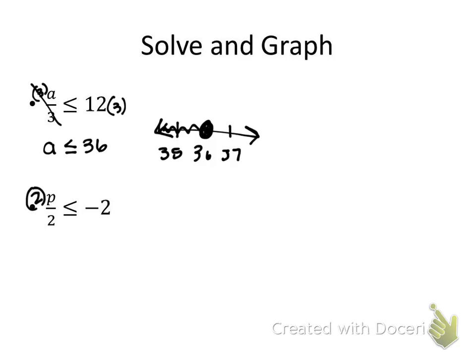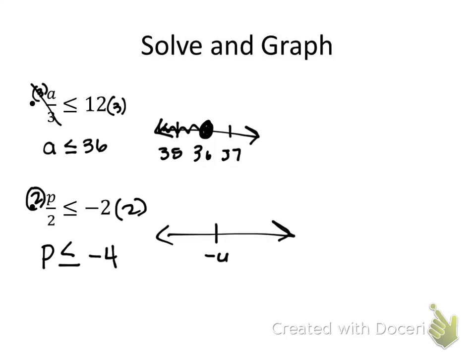Got to get p by itself, so I multiply by 2. And I get p is less than or equal to -4. Draw my graph. And I have a closed circle because it's less than or equal to, and I want to go in the direction that the numbers are going smaller than -4.